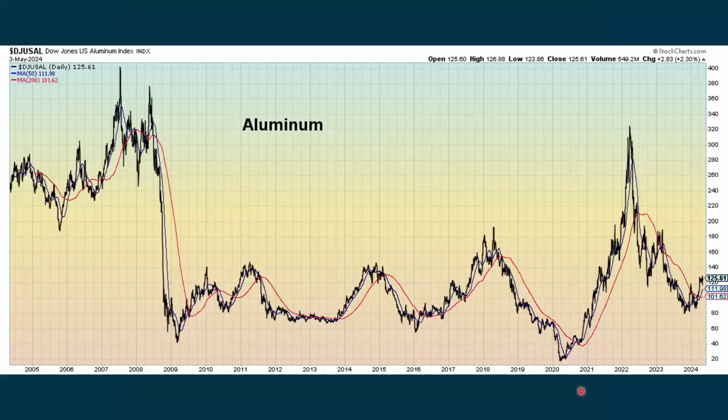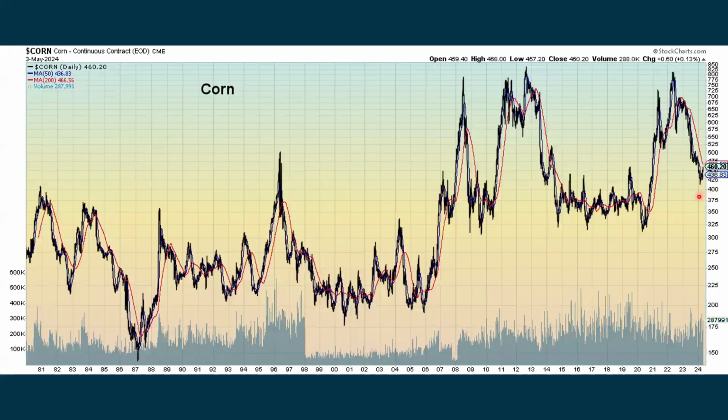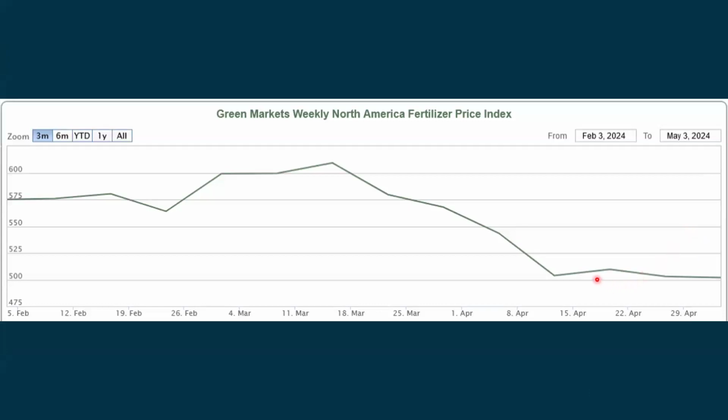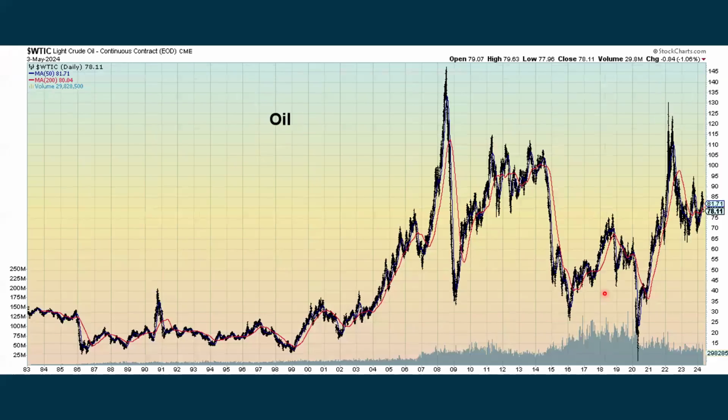Some other markets. We don't trade these markets. We just kind of keep an eye on them. I just look at them about once a week. There's other markets that I'll look at if something's happening or some news is breaking about that market. But here's aluminum, where it is in an uptrend. We're seeing corn in a downtrend, but it's been bouncing back up. Wheat is also bouncing back up. It's still in a downtrend. Fertilizer has been declining lately.